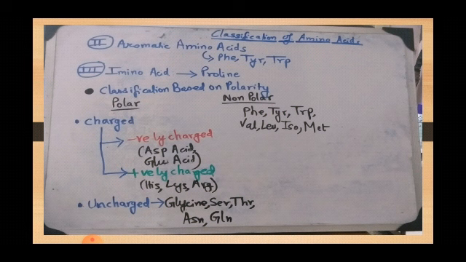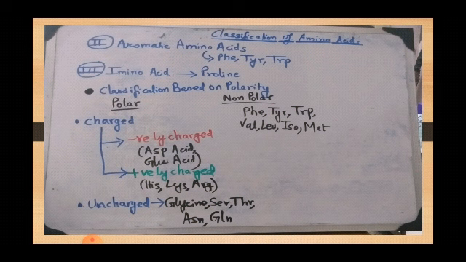Third type, imino acid. Imino acid means they have an imino group. The example is proline. This one is quite important because when we talk about imino acids or imino group containing, proline is the example. So you can expect one MCQ from here. Now we come to classification based on polarity. Based on polarity, we can have 2 kinds, polar or non-polar. Polar means hydrophilic. Again, polar can be of 2 kinds.